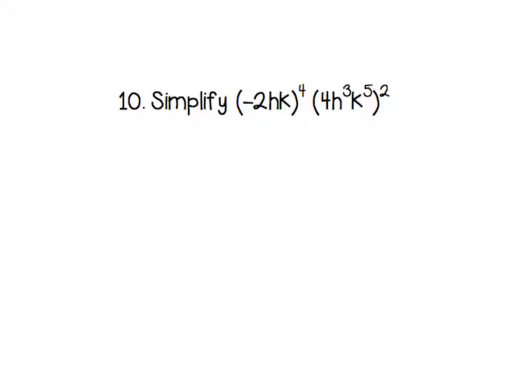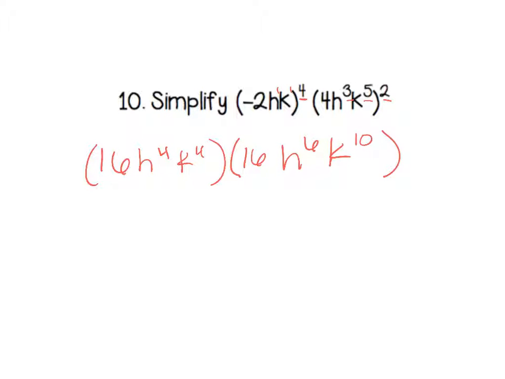For problem 10, we'll start with the exponent outside of the parentheses on each problem. So negative 2 to the 4th power is a positive 16, and then we will multiply our exponents, so it'll be h to the 4th power, k to the 4th power. And then we'll have 4 to the 2nd power, which is 16, and we're multiplying our exponents, so h to the 6th power, k to the 10th power.